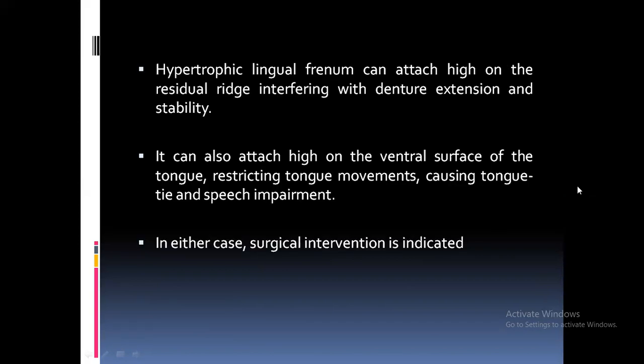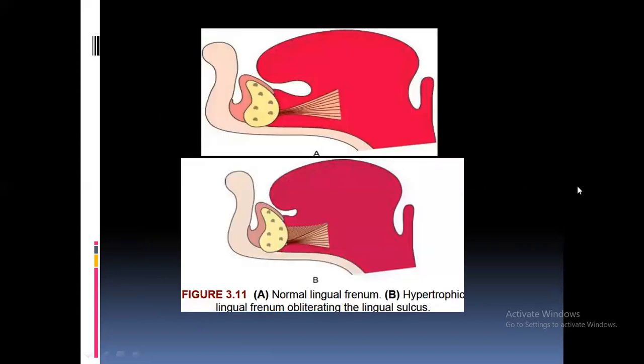Hypertrophic lingual frenum can attach high on the residual alveolar ridge, interfering with the denture extension and stability. It can also attach high on the ventral surface of the tongue, restricting tongue movement, causing tongue tie and speech impairment. In either case, surgical intervention is indicated. And this is the picture. In these two pictures, first picture A shows normal lingual frenum, and the second picture shows hypertrophic lingual frenum obliterating the lingual sulcus.